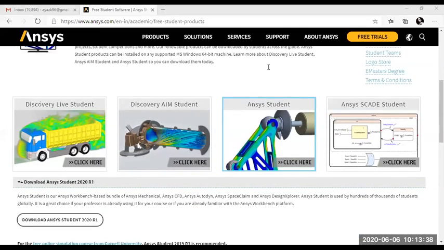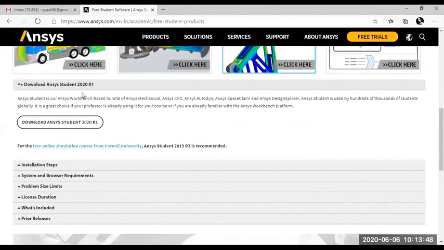Okay, all the 40 students, please focus here. So this is your one, Ansys student. Just click here, right here, and then come down here. As you can see, download Ansys student 2020. Download this version, and it will take you to the download link, and then from there you will download the software, and it will automatically install.